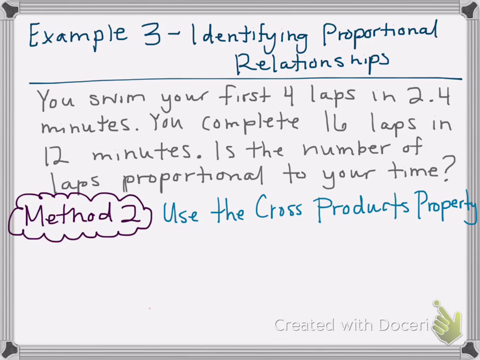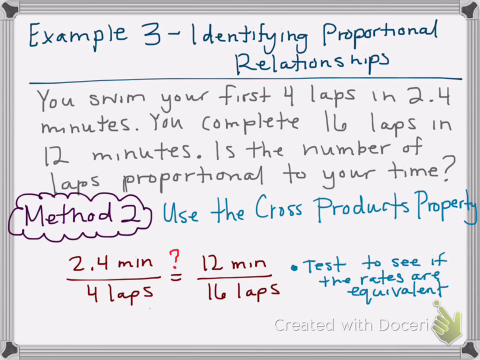So let's test to see if the rates are equivalent. I find that you guys will probably like this one more because it's a little quicker. So first and foremost, you need to set the ratios side by side and put an equal sign in there. And you're testing it. So that's why I have that red question mark in the middle. Because I can't say 2.4 over 4 is equivalent to 12 over 16 until I know for sure. So then I do the cross products. And what the cross products are is just multiplying this times this and this times that.